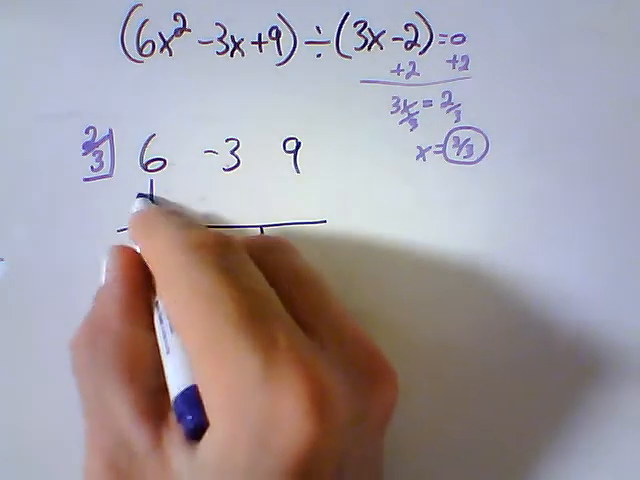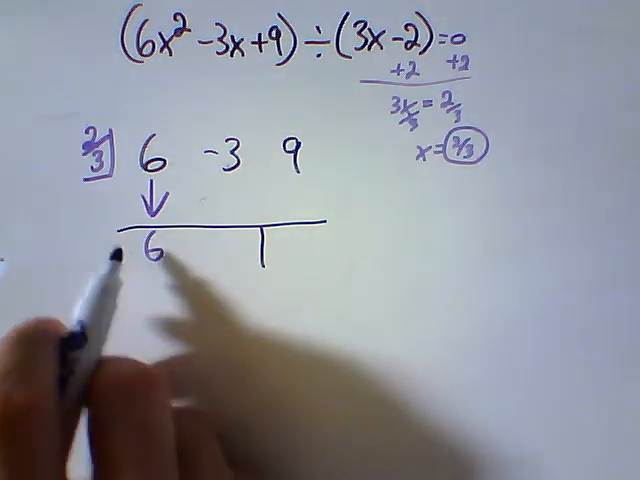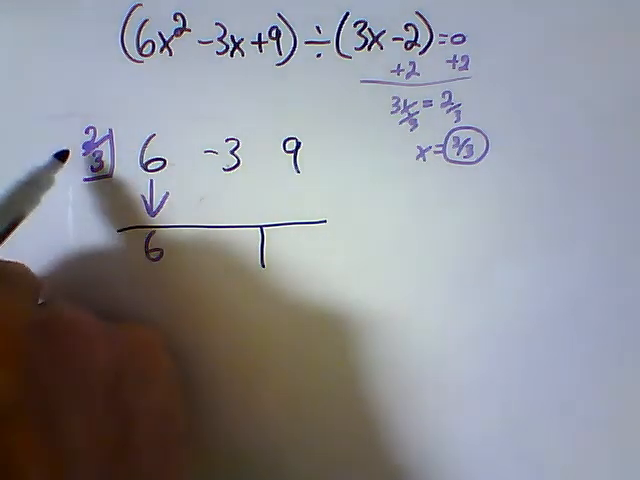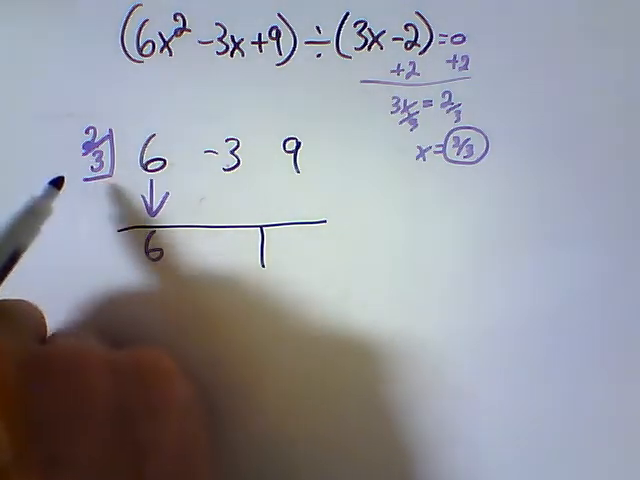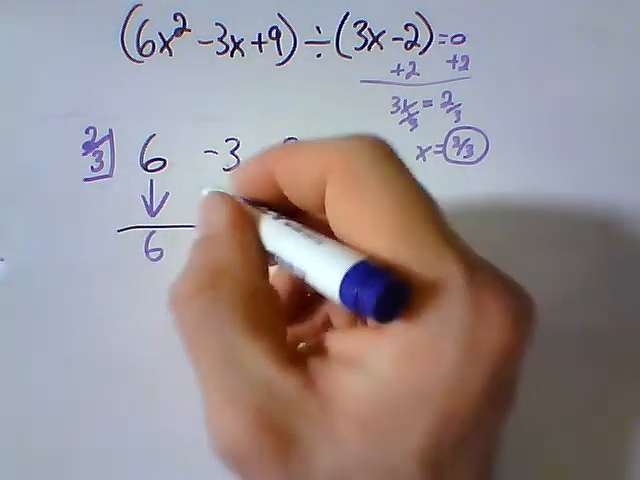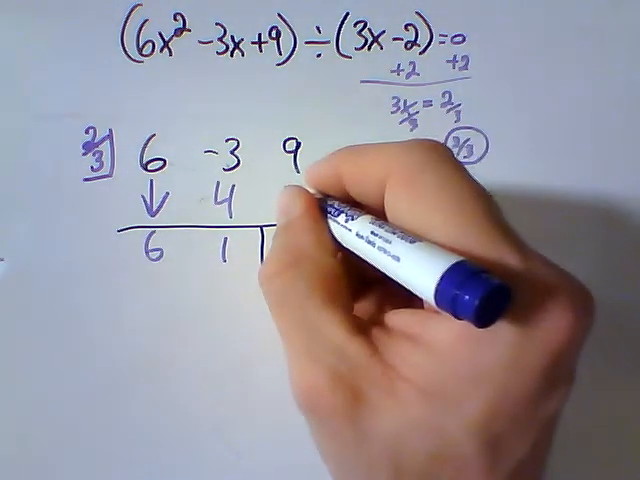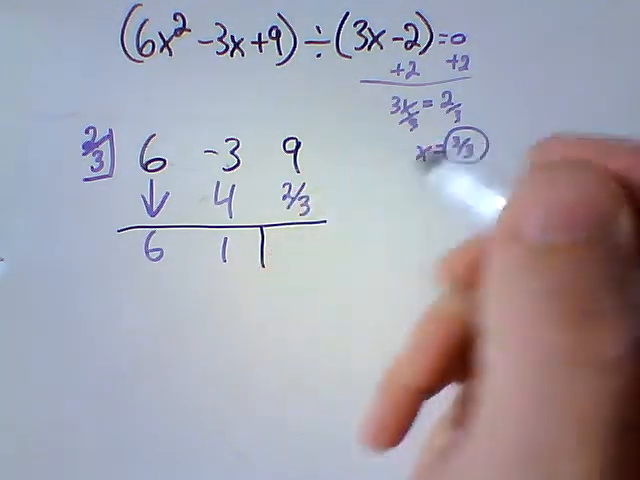Alright, bring down the 6. 6 times 2/3. That is 12 over 3. Right, just multiply across. 6 times the top, then divide by the bottom. So 6 times 2 is 12, divided by 3 is 4. That gives me 1. 1 times 2/3 is 2/3.